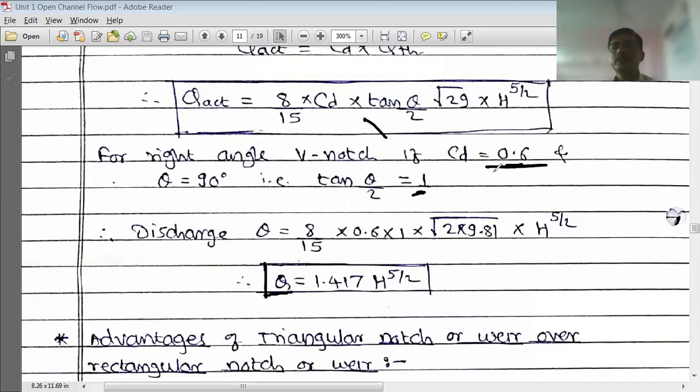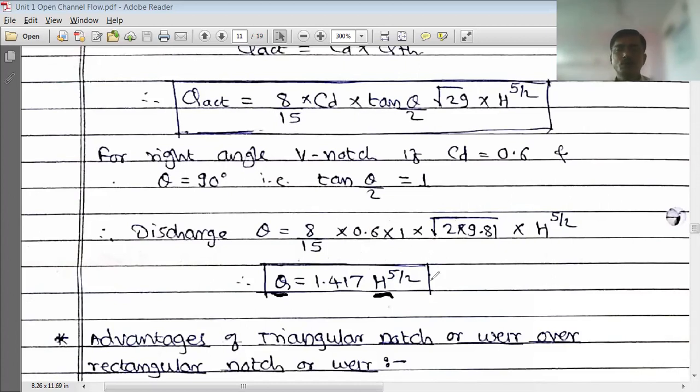It is not necessary that you should take this value 0.6. After calibration of the notch or weir, you will get the actual value of CD. It may be any value, 0.65 or 0.55. If you put that value and solve, you will get some number in this formula. Now if you look at this equation, there is only one variable, that is the head of water over the crest, right?